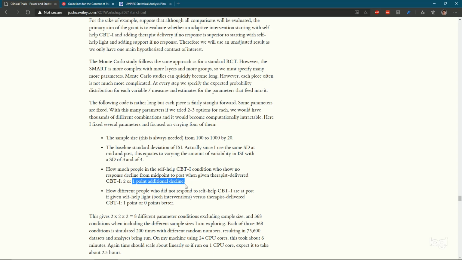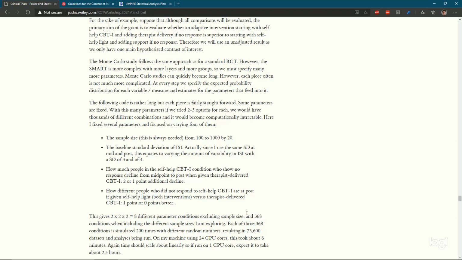And then how different people who did not respond to self-help CBTI are post-intervention if given self-help light, both interventions, compared to therapist-delivered CBTI. So either giving them both interventions is 1 point better than doing the therapist-delivered CBTI, or is that no points better? Are they equivalent? Those are the 2 that I'm trying. And just those 2 things gives us 8 different parameter combinations.